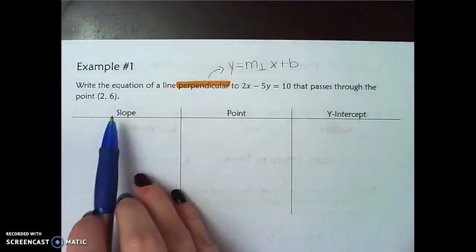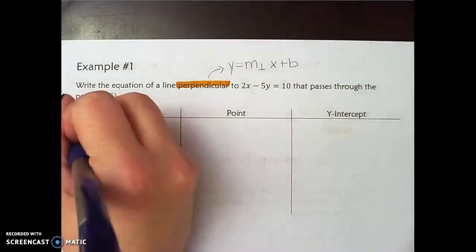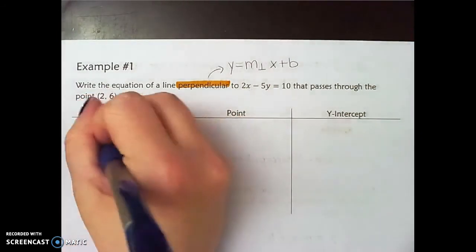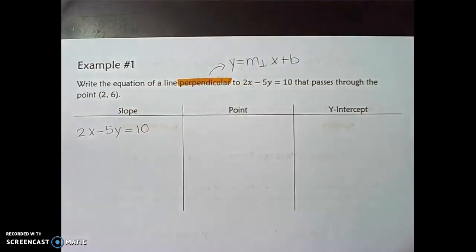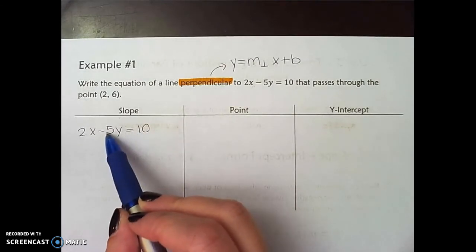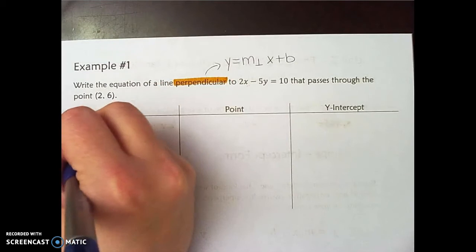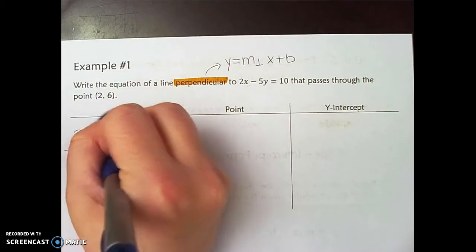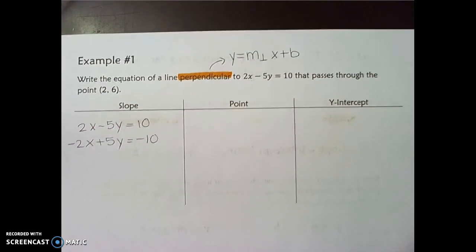Now I'm going to start by finding the slope of the line that was given to me. So I'm going to rewrite the equation: 2x minus 5y is equal to 10. Once again, I see that my y term is negative, so I want to start by changing the sign to positive. So I'm going to change the sign of all of the terms in this equation. It's going to become negative 2x plus 5y equals negative 10. Now I can continue solving for y.